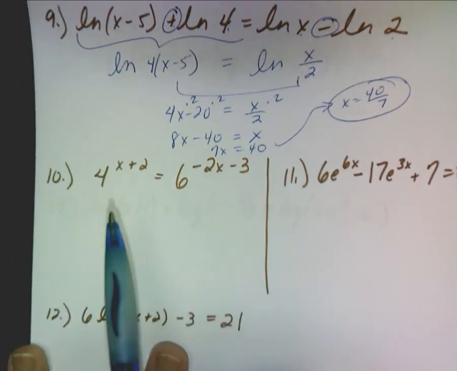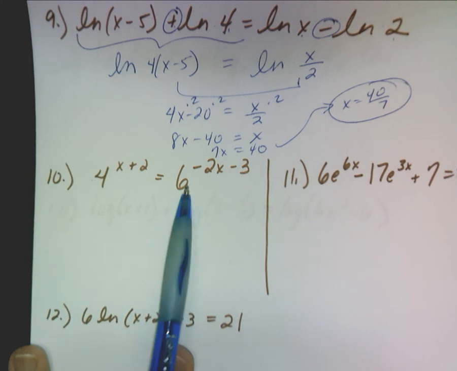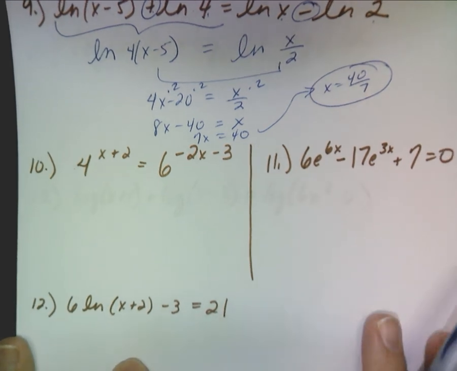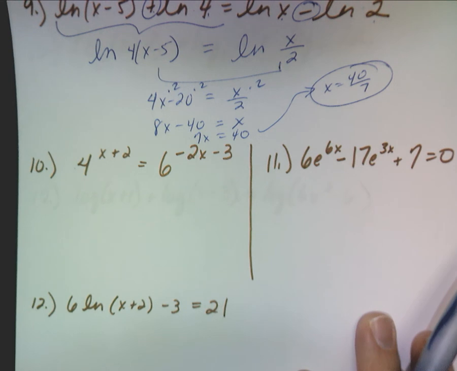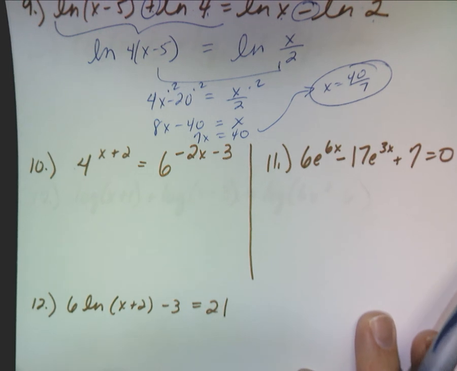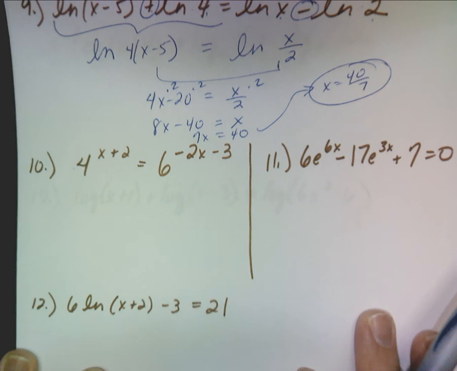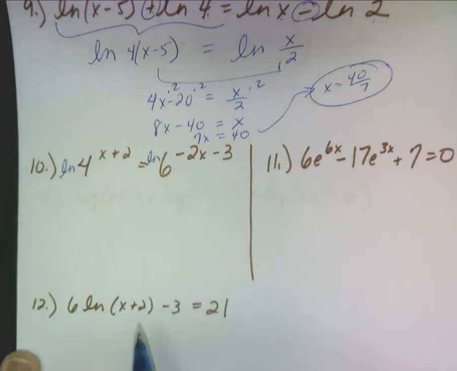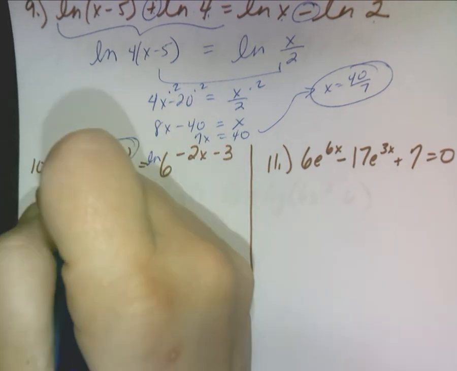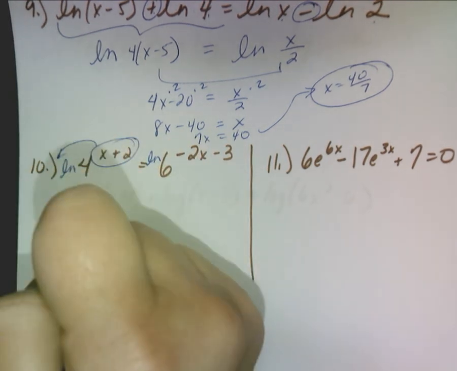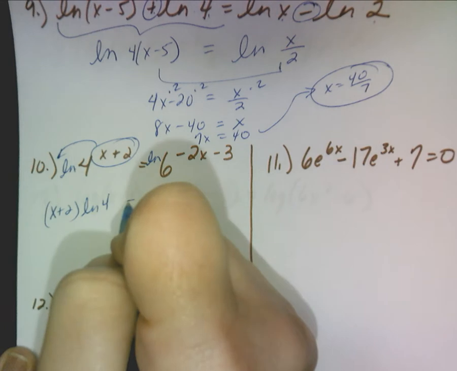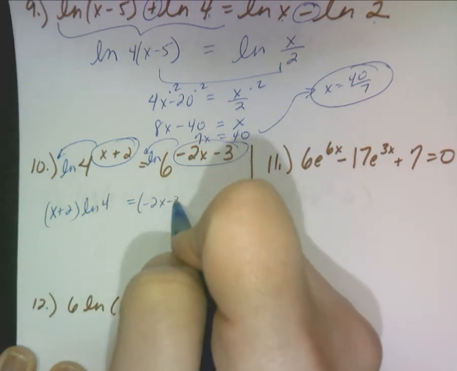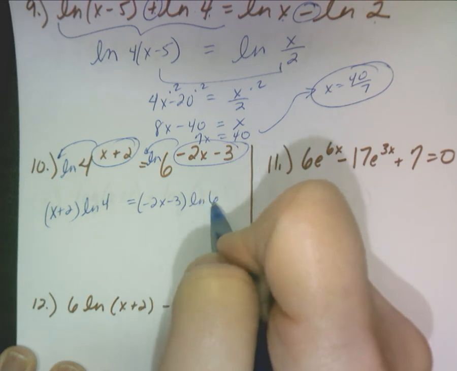Okay, number 10, 4 and 6. Unfortunately, they cannot become the same base. So I need to ln it or log it. Whatever you did, it's up to you. It doesn't matter. So I'm going to ln because I like ln's. And then you bring this to the front. So x plus 2 times the ln of 4. And you bring that to the front. So negative 2x minus 3 times the ln of 6.